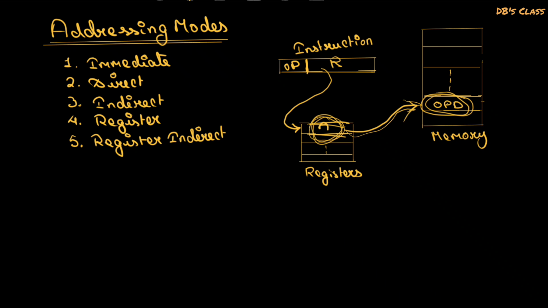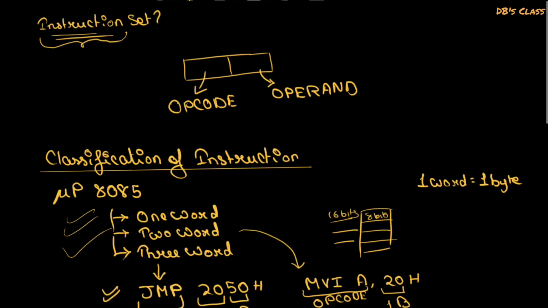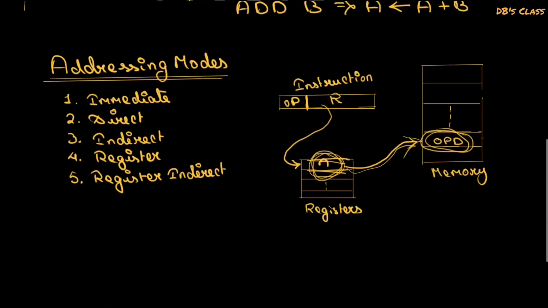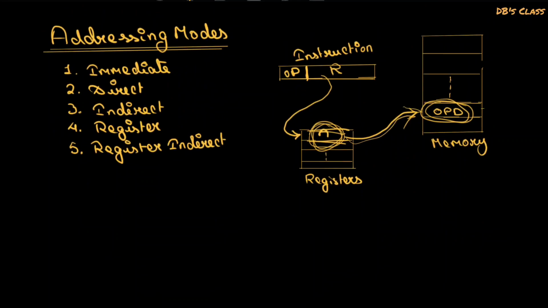I hope you have understood each and every concept. Let's summarize. For the instruction set, we have understood that it consists of two parts, the opcode and operand. We have understood the classification of instructions based on word size, of which there are three types. And we have understood the different addressing modes, that is, how an instruction can refer to an operand. I hope you have understood each one of them.